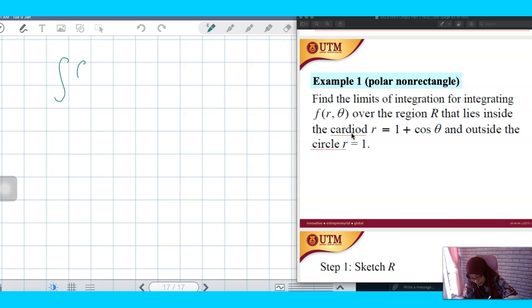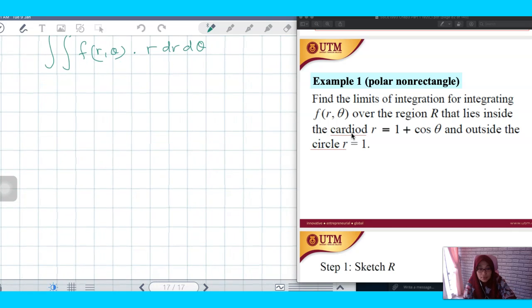So you have a double integral where the integrand is not given, just r, theta, and r d theta. And your region lies inside the cardioid. Okay, so what is the cardioid shape? The cardioid shape, remember that?